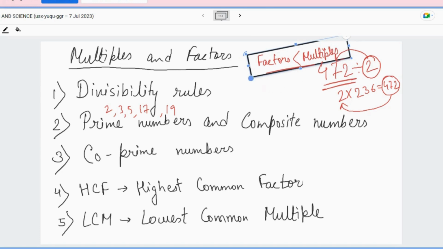Okay, we can write this, so we will write this. Okay, factors are smaller than multiples, usually, not always, it can be equal also.